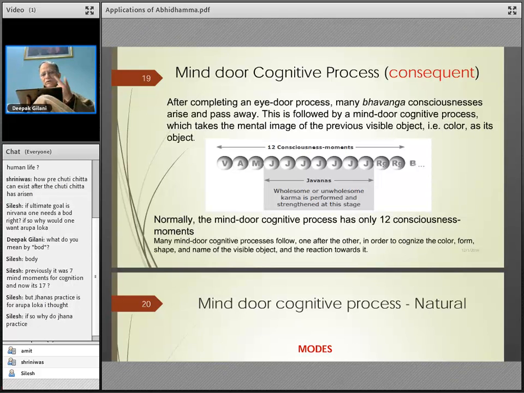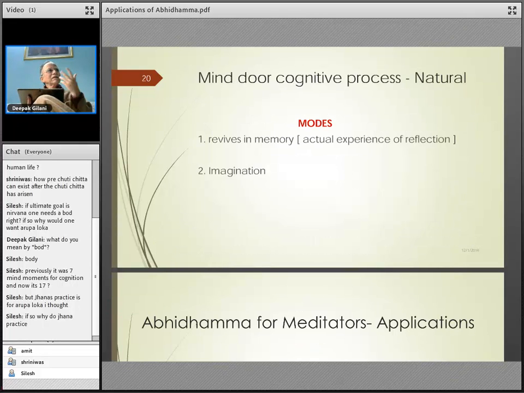So there can be a mind door natural process which occurs because of memory. You are reflecting on something, you are imagining something, then only the mind door process operates. These other sense doors are not operating.